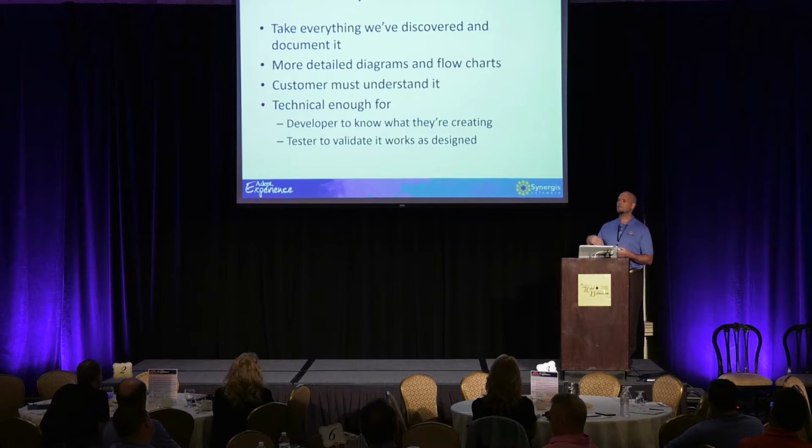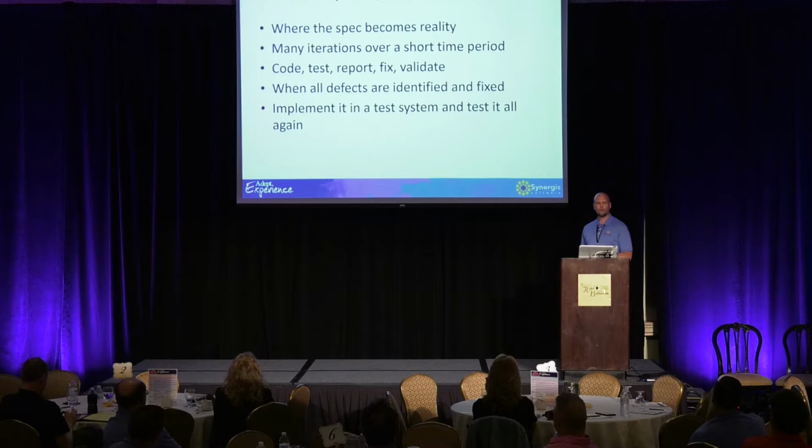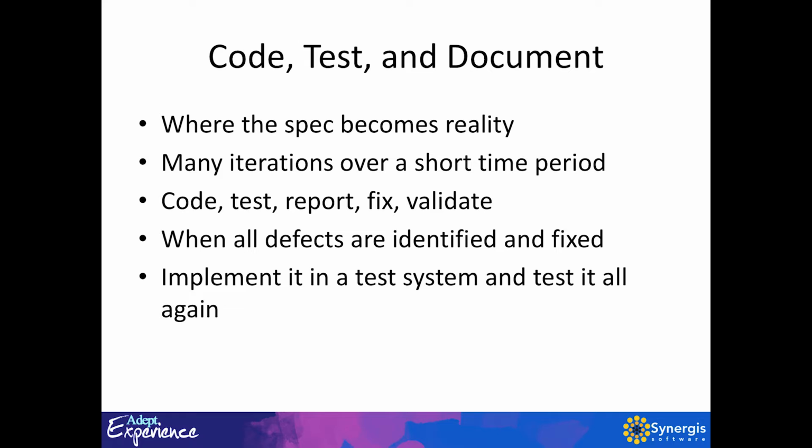The specification document serves for you to understand it, for the developer to develop it, as well as for the tester to verify that it does everything it's supposed to do and that it doesn't do the things that it's not supposed to do. And once we have that agreed upon, we get into the code and testing and documentation for it. This is where the spec becomes a reality. Depending on the size of the application that we're creating, we could do daily iterations and produce something day after day, test it, validate it, and make sure that it's doing what it's supposed to do.